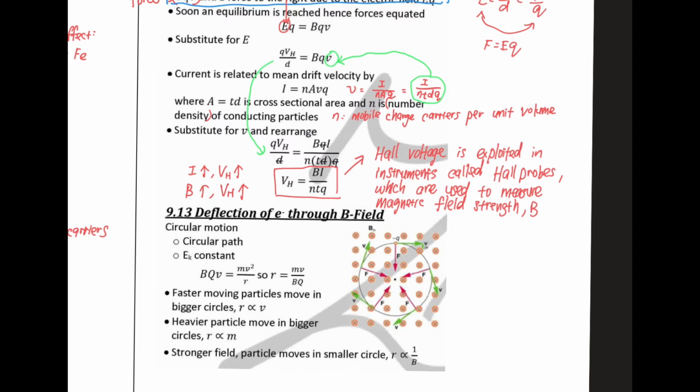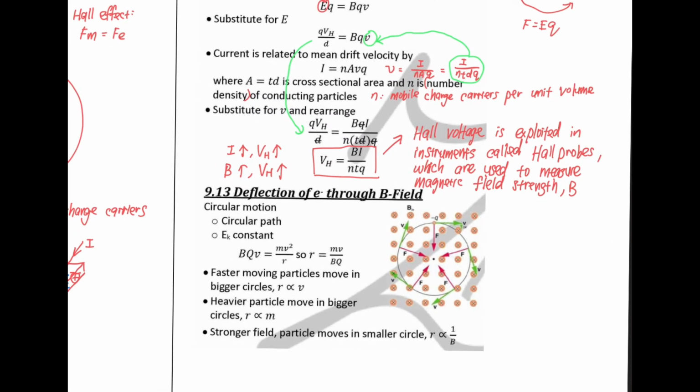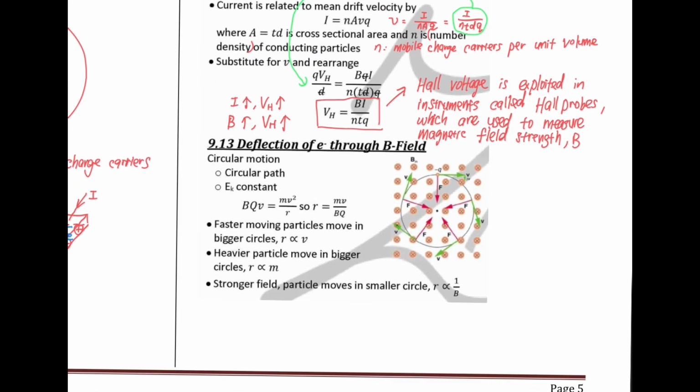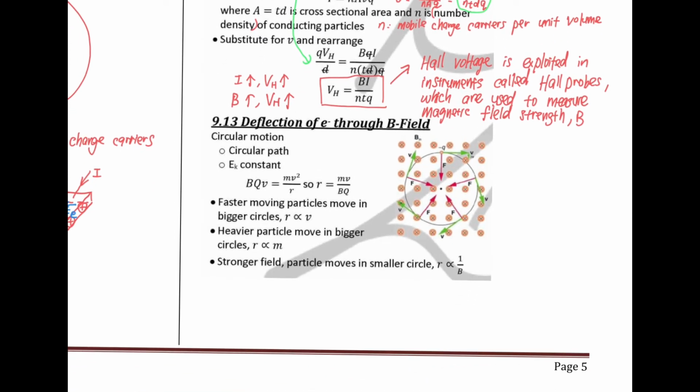Okay, and how do they measure B? They measure VH first, the Hall voltage first. They measure the Hall voltage, then after that, the computer will do the calculation for you, and at the end, you will get the value of B. Okay, so that is the Hall probe. Let's finish everything here first before we look at the questions about the Hall probe or Hall effect.